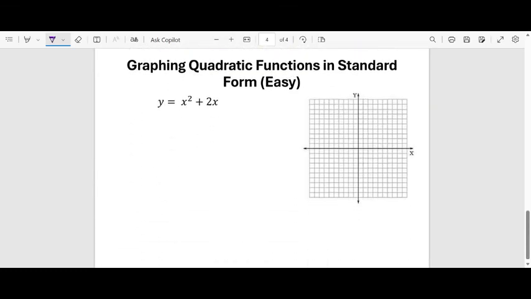So again, we're going to have a greatest common factor we can pull out. The greatest common factor for this is going to be x. So I will undistribute my x and be left with x plus 2. Next, I can use the zero product property to find my two x-intercepts. So my first x-intercept will be at 0, and my second x-intercept is going to be at negative 2.